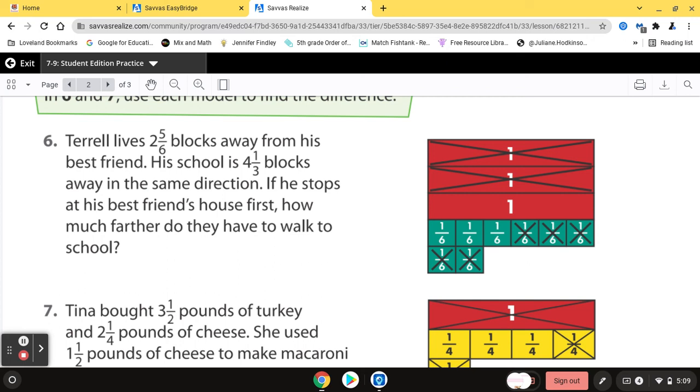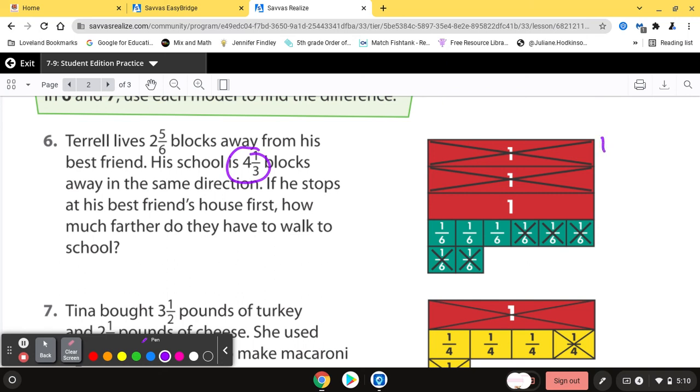So Terrell lives 2 5/6 blocks away from his best friend. His school is 4 1/3 blocks away in the same direction. If he stops at his best friend's house, how much further did they have to walk to school? You can see that part of this model is done for us. We have 2 and 5/6. His school's 4 and 1/3 blocks away.